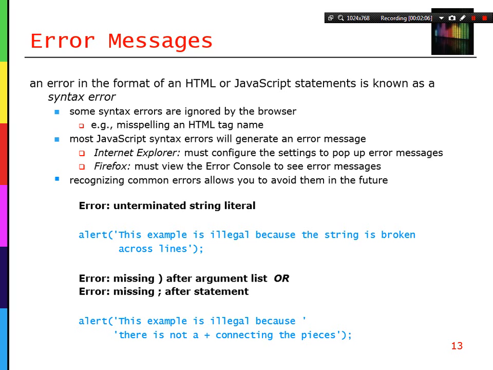So error messages come up from time to time. Basically, this is an example of a syntax error. This would be ignored by the browser and still displayed, and an error message would end up being displayed. So for example, in this case, if we said this example is illegal because the string is broken across lines, that would be called an unterminated string literal. If you were missing a right parenthesis after an argument list or missing a semicolon, then that would also be an error message.